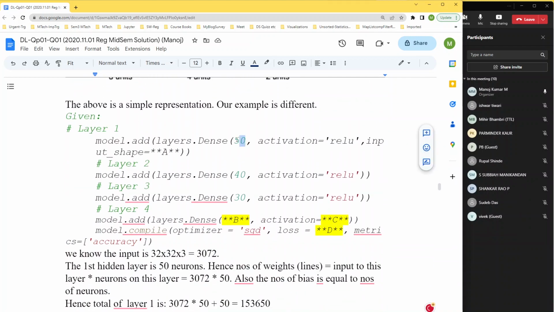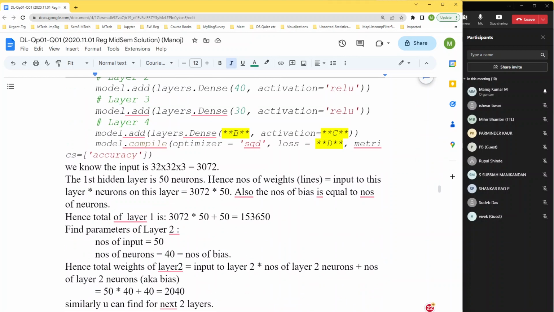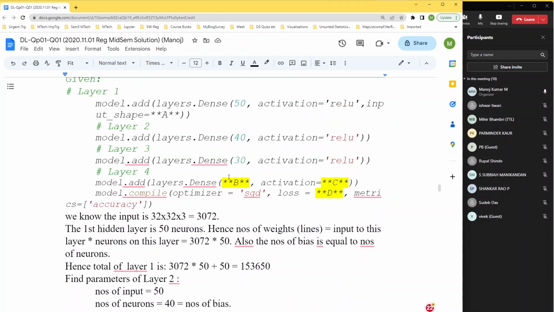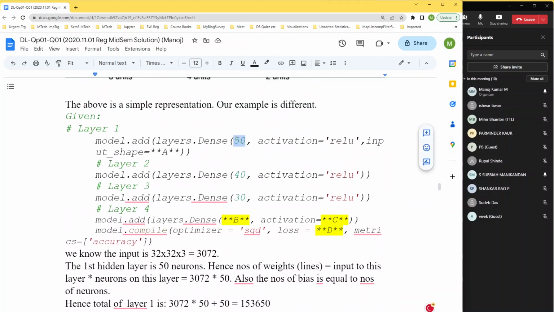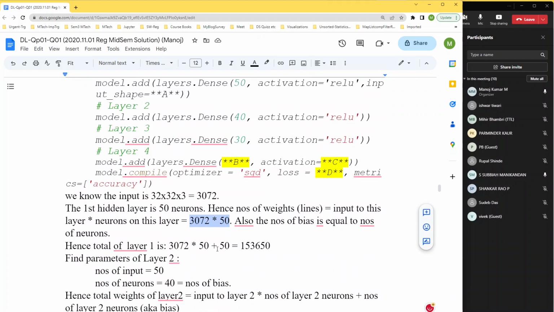First neuron, the hidden layer is 50. So we have the input 3072, and that is how you got 3072: 32 into 32 into 3. That's the number of inputs, 3072 inputs, and then we have the 50 neurons. So this 3072 is connected to the 50 neurons. So we have total parameters or weights as 3072 into 50, and then we have the bias value.